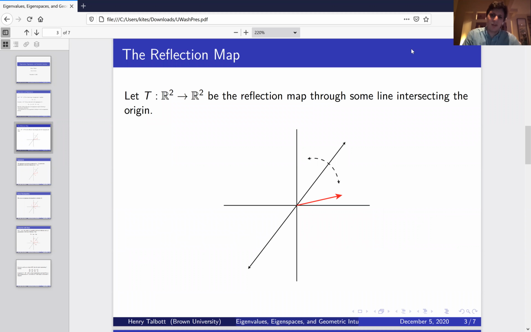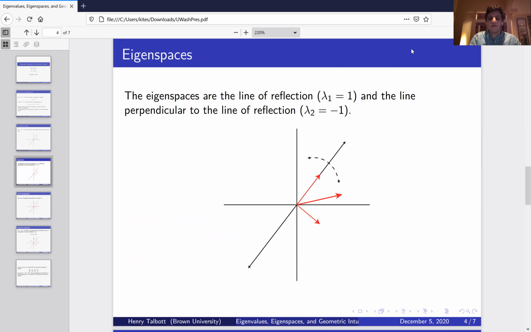I think a really good example to look at is the reflection map. So let T be the map from R squared to R squared that reflects the plane around some line intersecting the origin, as we see here. What are the eigenvalues and the eigenspaces?